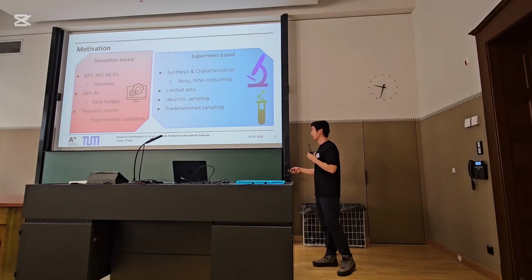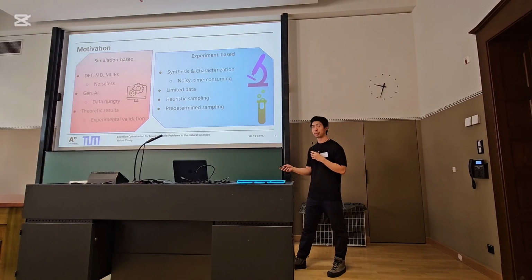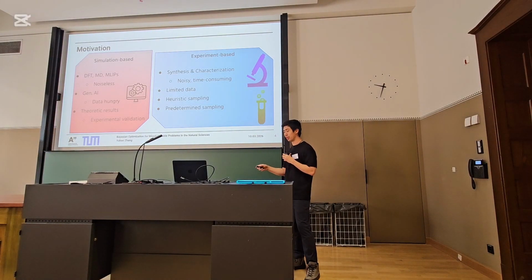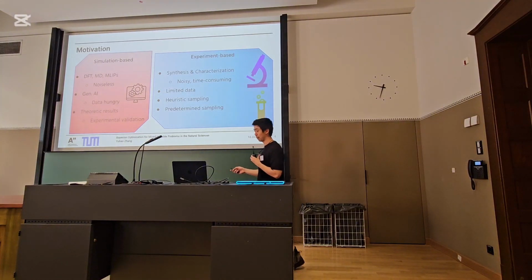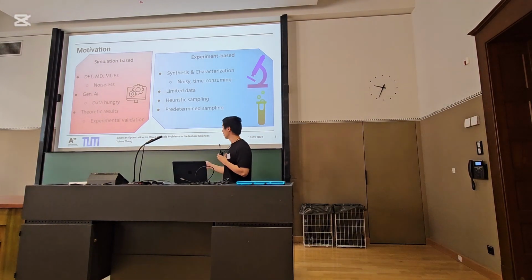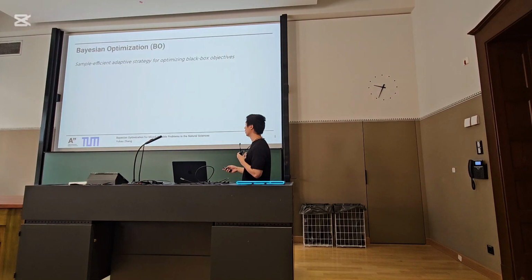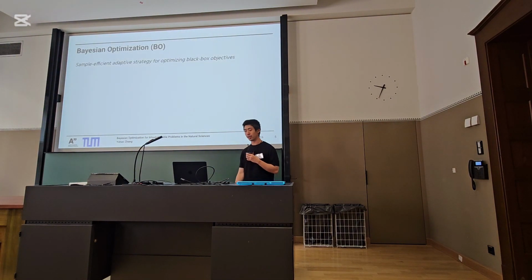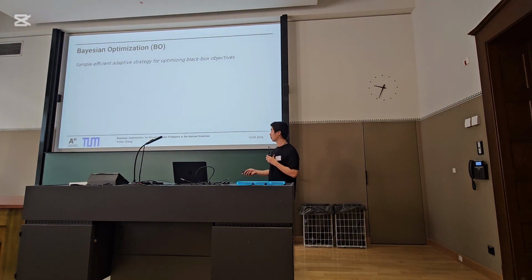So you rely on heuristic sampling methods, so these can be intuition-based or based on some physical insight that you have on the material, or you use predetermined sampling methods. And now the question is, can we somehow combine the best of both worlds? And the answer is yes, and that's where Bayesian optimization comes in, which is defined as a sample-efficient adaptive strategy for optimizing black box objectives.